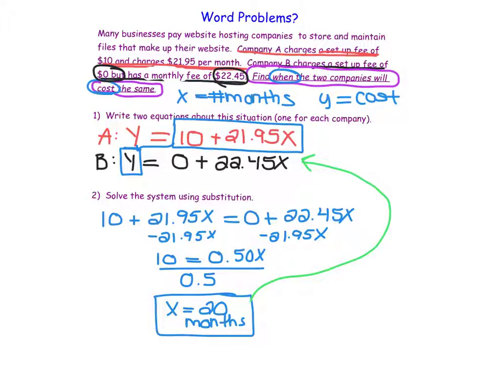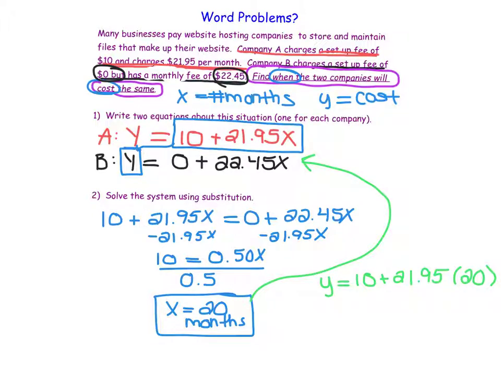So here, if I take the first situation and I want to find my cost at 20 months for each company, we have y equals 10 plus 21.95x, and I'm going to replace x with 20 because that is what x is equal to when these two companies have the same cost.